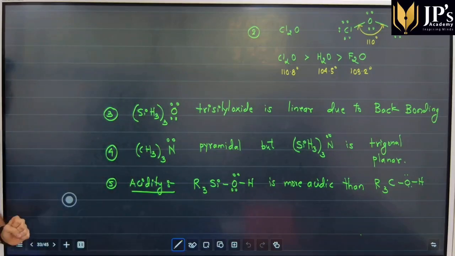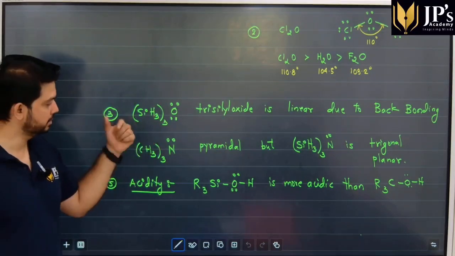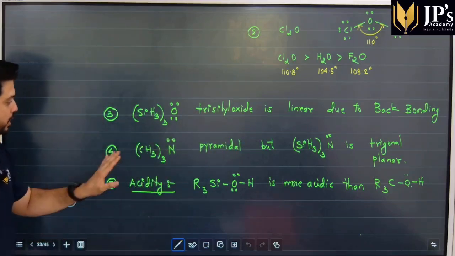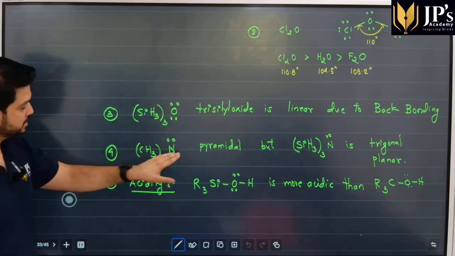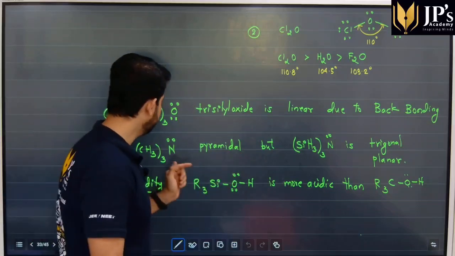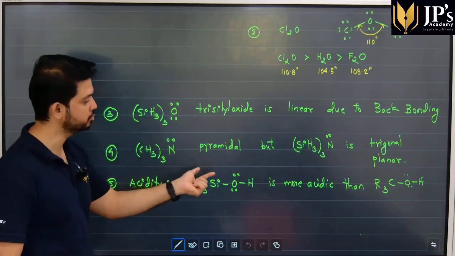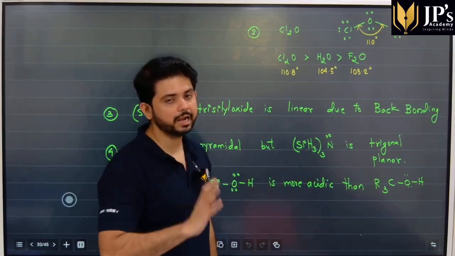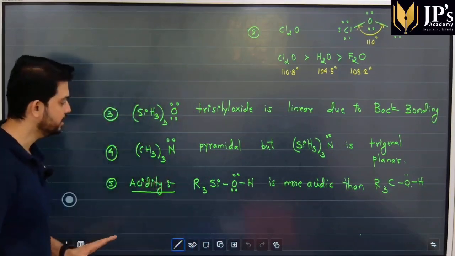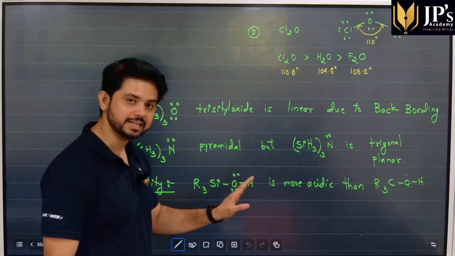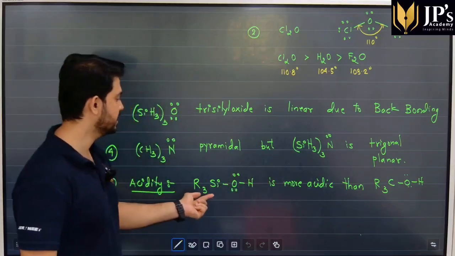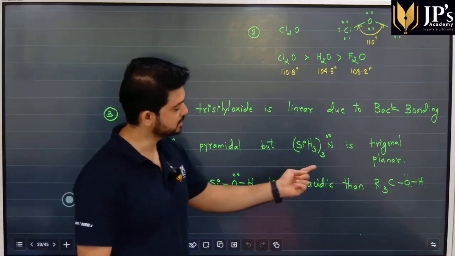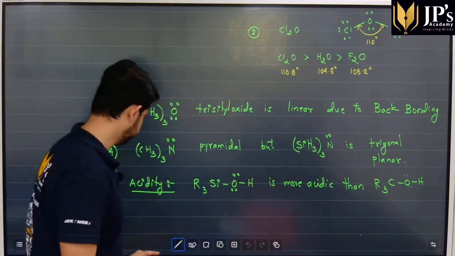Similarly, trisilyl ether, though it is sp3 hybridized, is linear due to back bonding. Similarly, trimethylamine is pyramidal in geometry, but trisilylamine is trigonal planar in geometry, again due to back bonding. And finally, back bonding also affects acidity. For example, in R3SiOH, there is back bonding between silicon and oxygen, hence it is more acidic as compared to an alcohol.